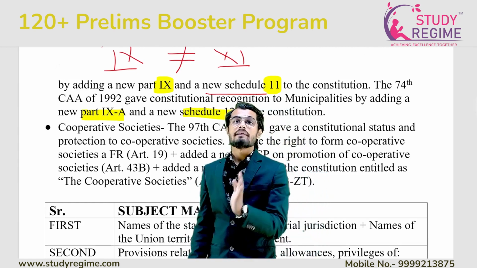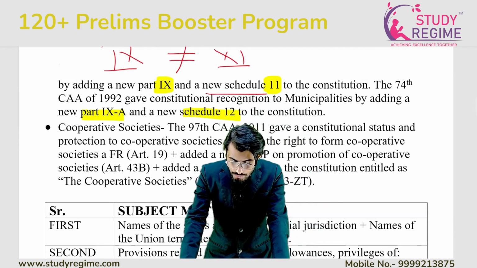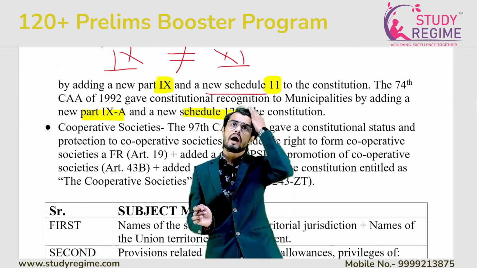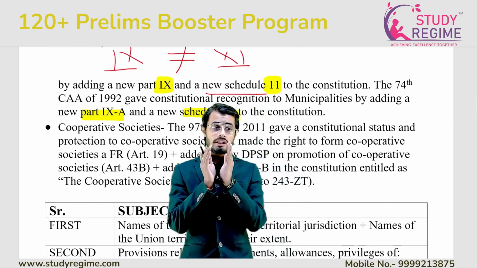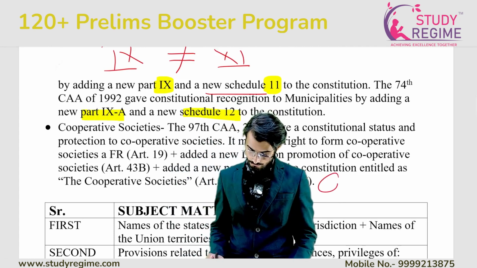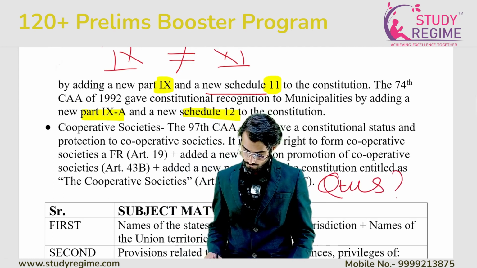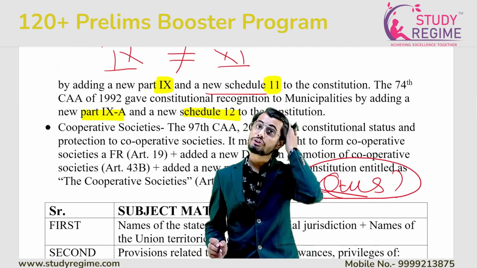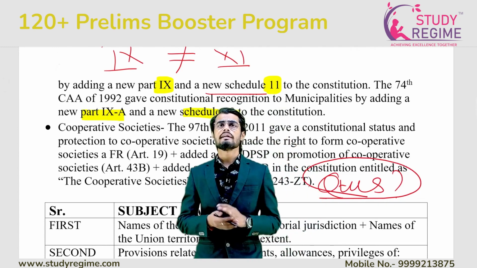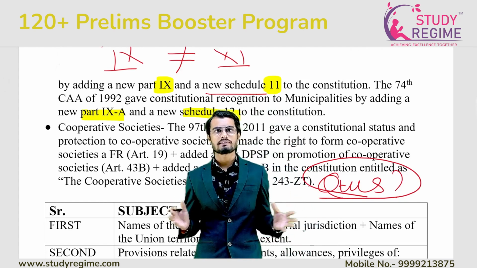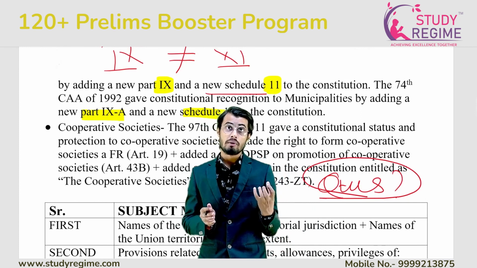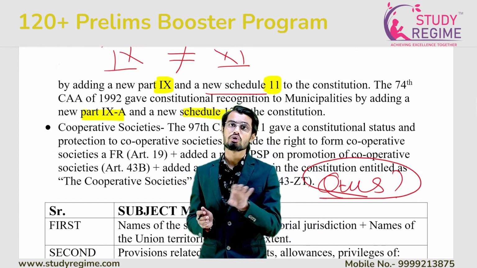The 97th Constitutional Amendment Act of 2011 gave constitutional status and protection to cooperative societies. See, why did we need the constitutional backing for the cooperative societies? Very important question. Why did we need constitutional backing for the cooperative societies? See, India is a very vast, very diverse country. For everything we need a law, but implementation of law is also very important.